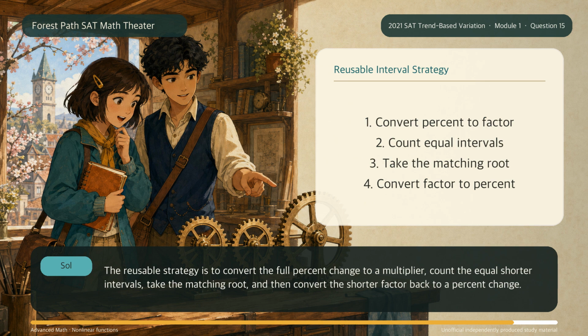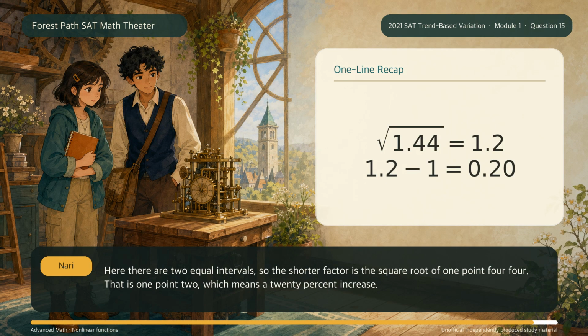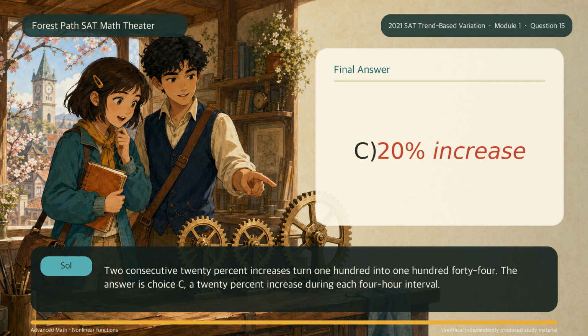The reusable strategy is to convert the full percent change to a multiplier, count the equal shorter intervals, take the matching root, and then convert the shorter factor back to a percent change. Here there are two equal intervals, so the shorter factor is the square root of 1.44. That is 1.2, which means a 20% increase. 2 consecutive 20% increases turn 100 into 144. The answer is choice C, a 20% increase during each 4-hour interval.